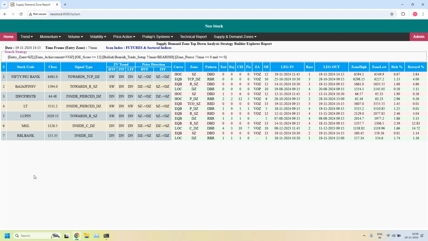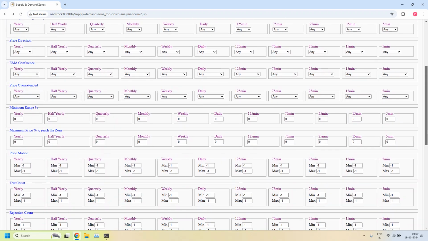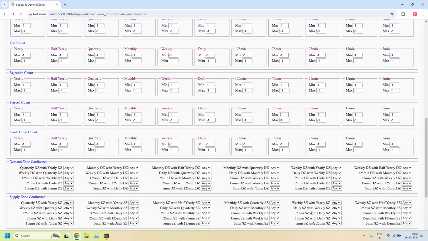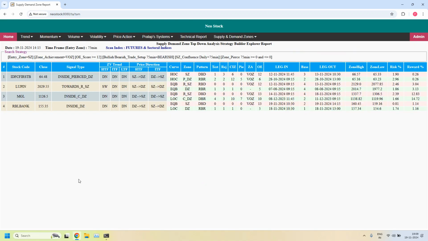So first we will filter based on LTF and ITF supply zone confluence. That is 75 minutes and daily supply zone confluence. So I am enabling the filter 75 minute supply zone with daily supply zone confluence. With this filter, from the 7 stocks, we got 4 stocks. So these are the high probability setup stocks.